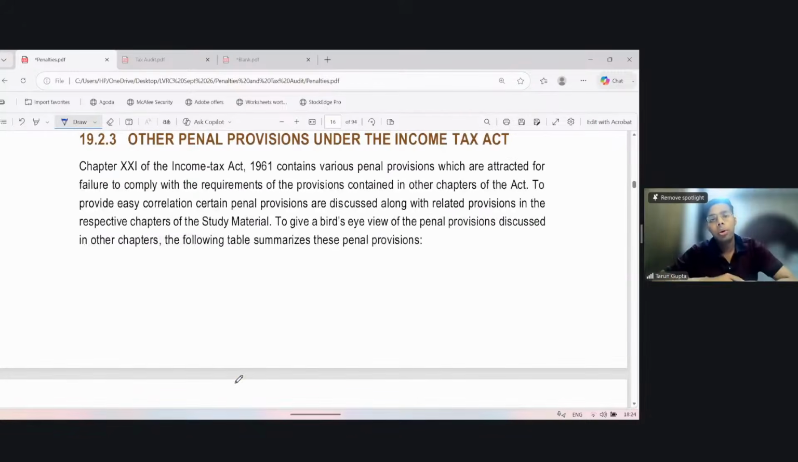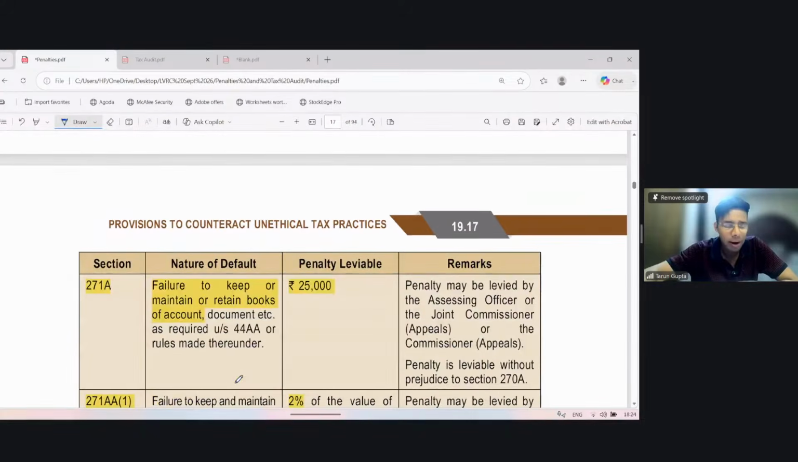Now, this completes our 270A, right? Now we move to other penalty sections. There are a lot of penalty sections, which you must have studied in different chapters where the relevant provisions are discussed. Wherever the relevant provisions are discussed, the study material discusses the penalty if the assessee does not comply with such provisions. But here, we have accumulated all these penalties, and we just very quickly see what all penalties are there.